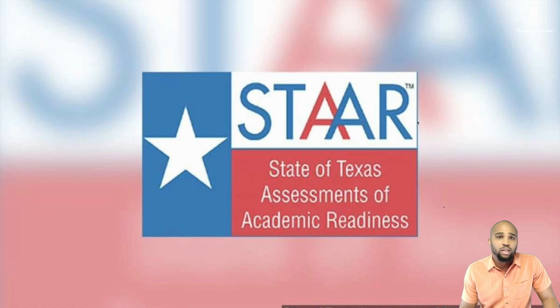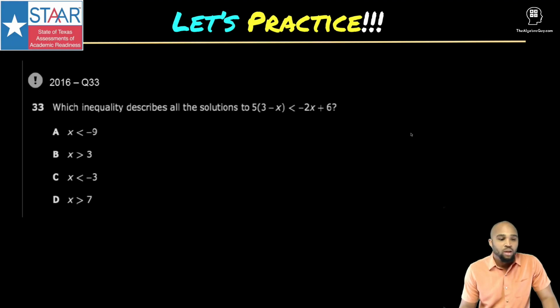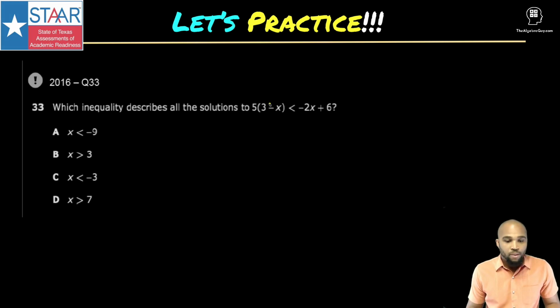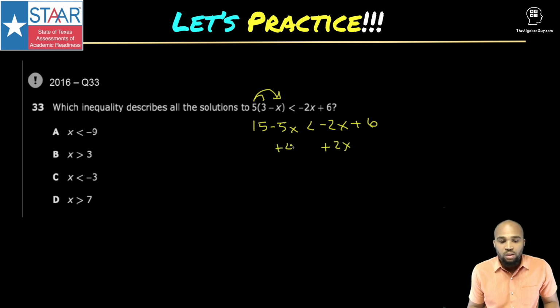Now, what does this look like on STAR? How will we be tested on this? So back in 2016, here's how one of the problems came up. And this is pretty straightforward, right? So you can just multiply both sides here to get 15 minus 5x is less than negative 2x plus 6. Get your x's on the same side by adding 2x. And that leaves me with 15, what is that? Negative 5 and 2, minus 3x is less than 6.